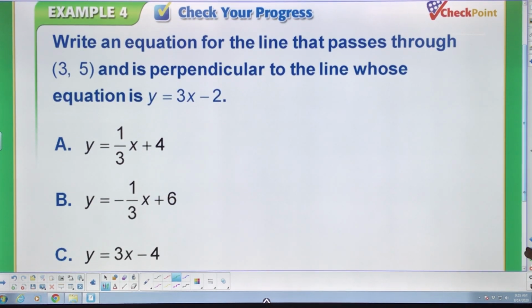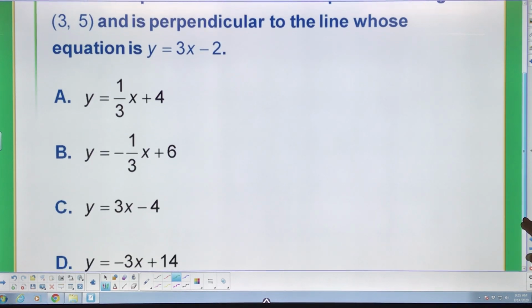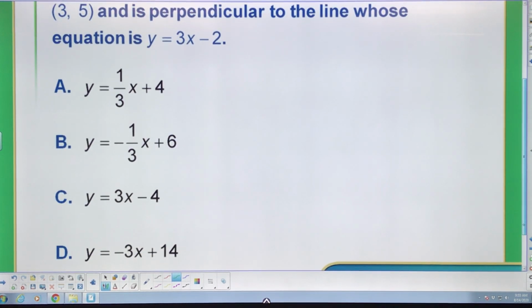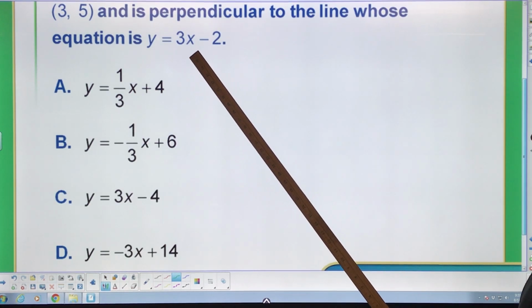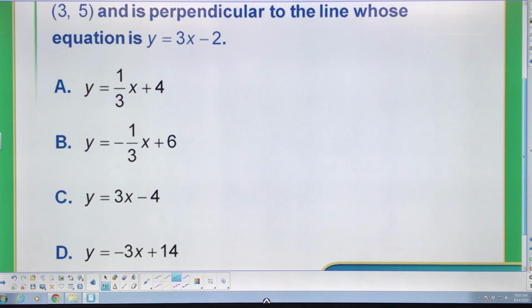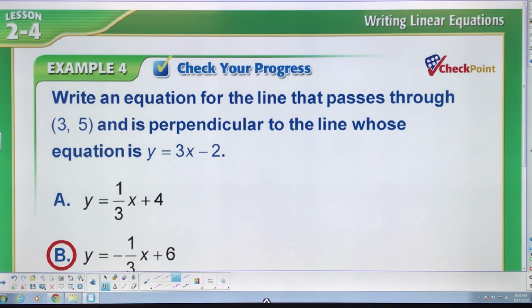So here's another perpendicular one. This would be a good time for you to pause and practice. So if it's perpendicular, it has to have a -1/3 slope. The only line that does that is B. Hopefully you worked your way through that, though, and found B to be the answer.